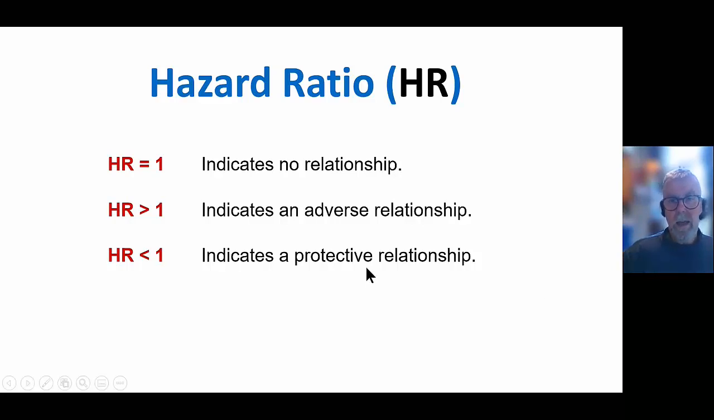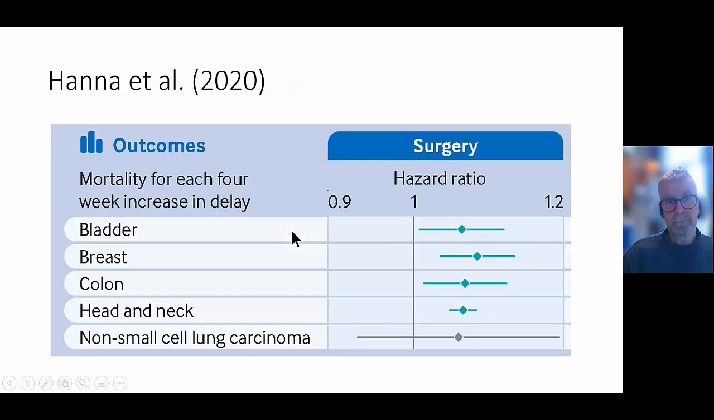If, on the other hand, the hazard ratio is greater than 1, then this indicates an adverse relationship, i.e. an increase in the delay of cancer treatment would increase the mortality rate amongst patients. And finally, if the hazard ratio comes out to be less than 1, then this would indicate a protective relationship, e.g. an increase in the delay of cancer treatment would reduce the risk of mortality rate amongst patients. In my example I'm about to show, guess which one it's going to be.